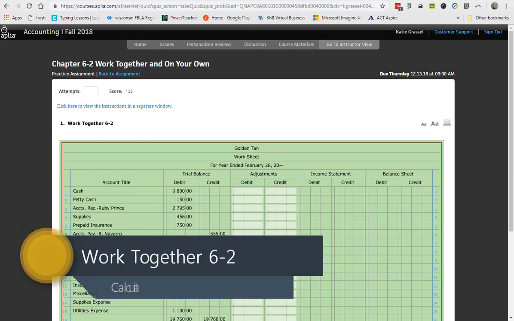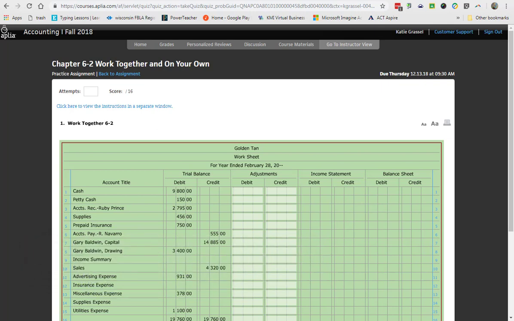What kind of document is this? Worksheet. Oh, you're smart. You can read. What's the purpose of the trial balance? Make sure debits and credits equal. Yay! That makes me happy.